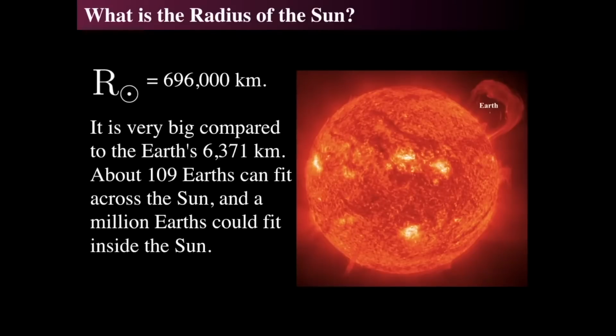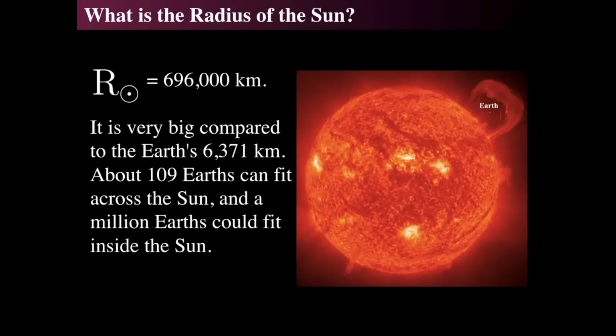All right, what's the radius of the sun? R sub sun is 696,000 kilometers. That's over 110 times the size of the Earth, which is about 6,371 kilometers. So about 110 Earths fit across the sun, and if you multiply it out, about 1 million Earths could fit inside the sun. You can see in this picture a little tiny dot next to the sun that would be what the Earth would be if it were traveling that close. Luckily, the Earth never gets that close to the sun, or it would be burned up and quickly fall in.